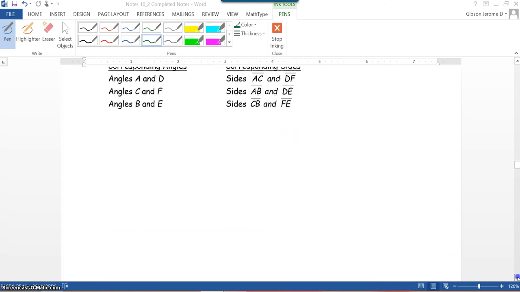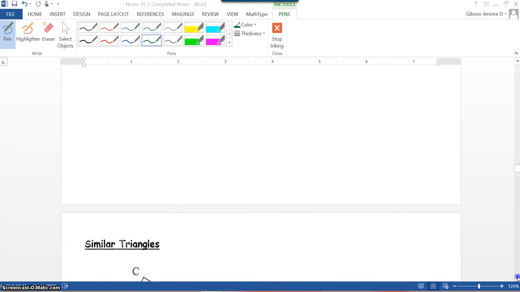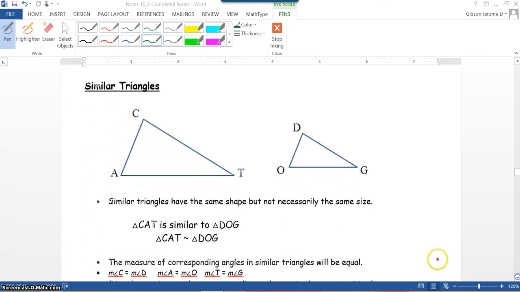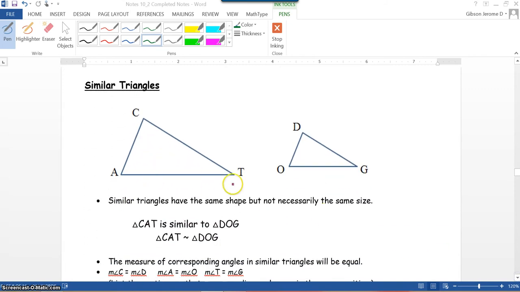Now, go down to the next. We have similar triangles. Now we have these two triangles here, and similar triangles have the same shape but not necessarily the same size. We have triangle CAT is similar to triangle DOG. So triangle CAT, and this is the similar symbol, to triangle DOG.